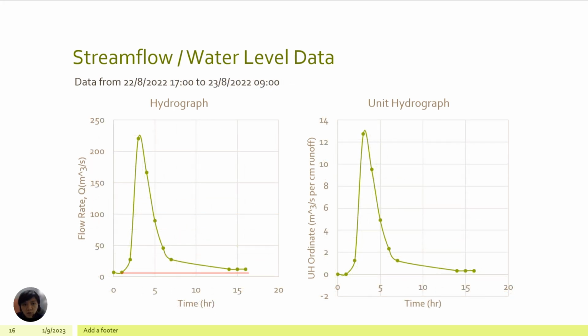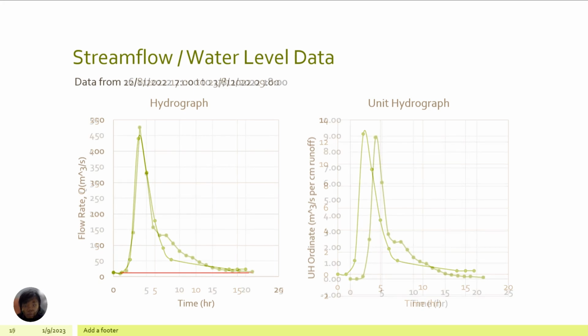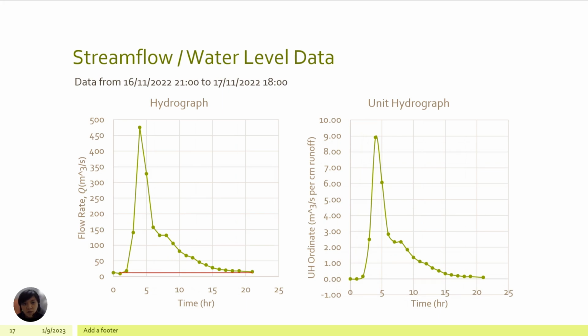This is the hydrograph and unit hydrograph from 22 August 2022, 5 p.m. to 23 August 2022, 9 a.m. And this is the hydrograph and unit hydrograph from 16 November 2022, 9 p.m. to 17 November 2022, 6 p.m.